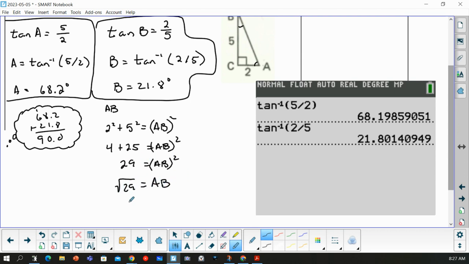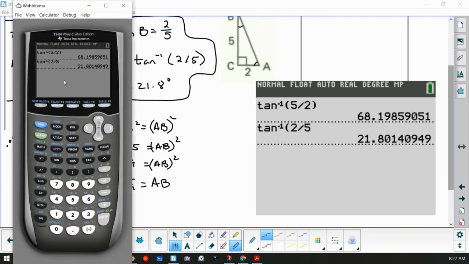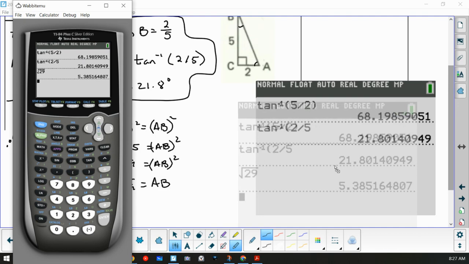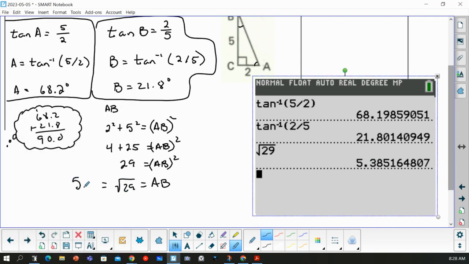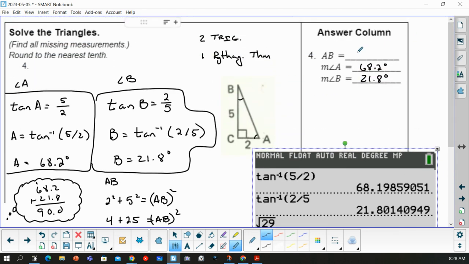Take the square root of both sides, and we end up with the square root of 29, which is, grab my calculator one last time, second, and the x squared button has the square root, I think. Yeah, square root 29 equals, and let me go ahead and drag this over here, put it on top of this one, so now we have all of our math done. 5.38, so round up to 5.4. Minimize that. 5.4. Scroll back up here to the top. So AB would be 5.4.